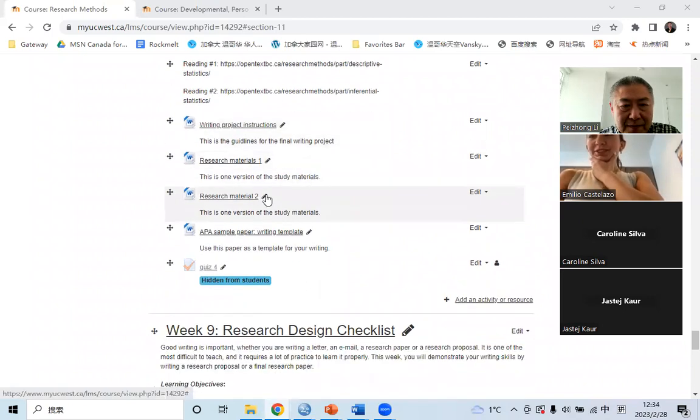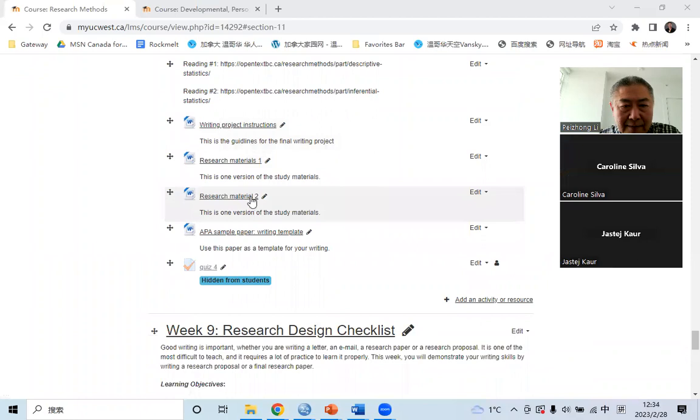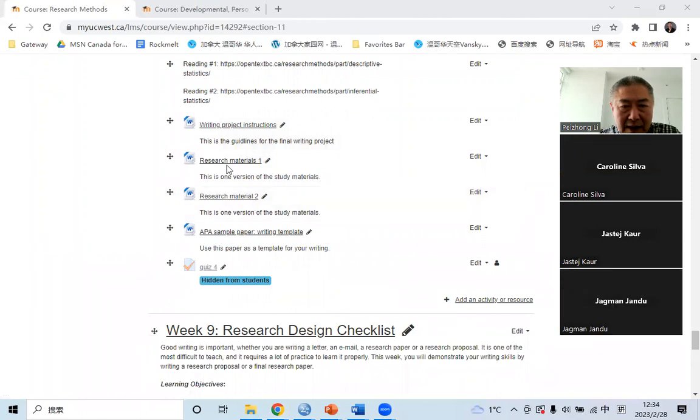And then these are the research materials we have used, and you are familiar with that. But this will facilitate your writing project. So hold on.